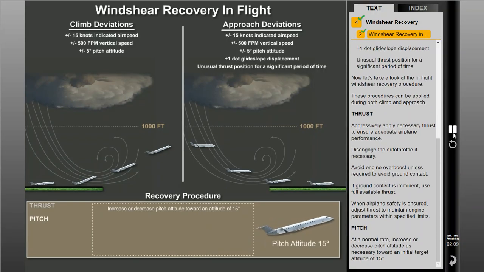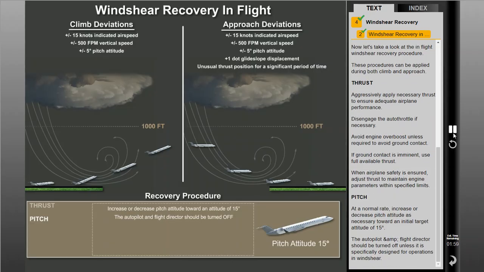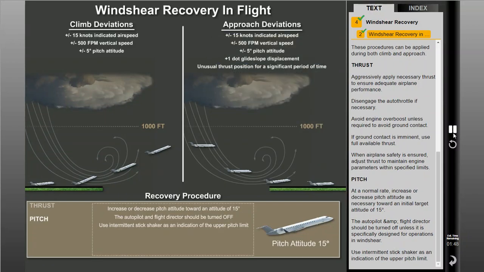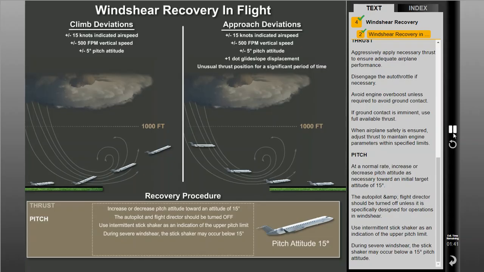At a normal rate, increase or decrease pitch attitude as necessary toward an initial target attitude of 15 degrees. The autopilot and flight director should be turned off unless it is specifically designed for operations in wind shear. Use intermittent stick shaker as an indication of the upper pitch limit. During severe wind shear, the stick shaker may occur below a 15-degree pitch attitude.